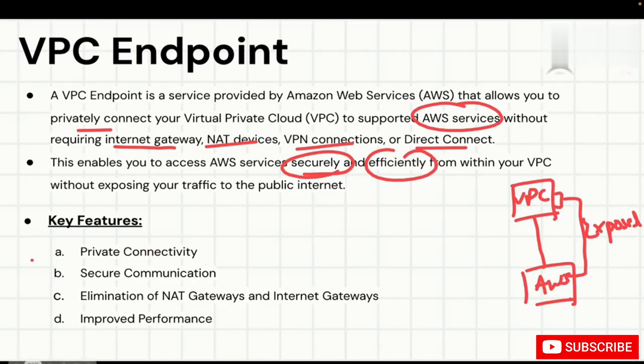What are its key features? It provides private connectivity, and we connect with the services through internal usage rather than exposing ourselves externally through an internet gateway or NAT gateway. It provides secure communication as we are not exposing ourselves. It eliminates the usage of NAT gateways and internet gateways and improves performance, because on the public internet there are several things we have to think of, like communication speed, network speed, and travel time, all of which can affect the speed of the use case by increasing latency. In order to prevent that, we can utilize the endpoint.